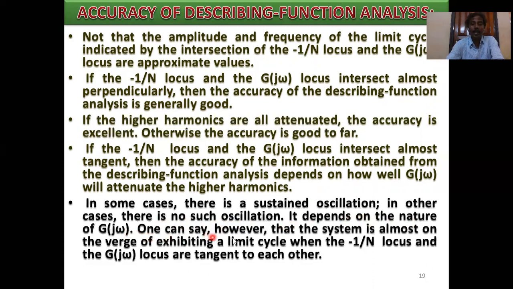One can say, however, that the system is almost on the verge of exhibiting a limit cycle when the -1/N locus and z-omega locus are tangent to each other. This is the important part. Tangent to each other, then exhibiting a limit cycle.